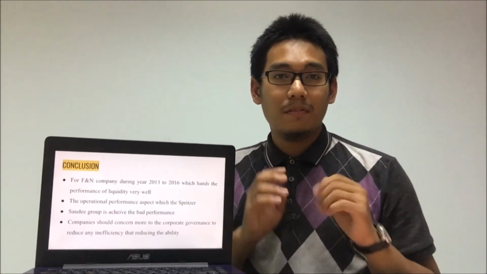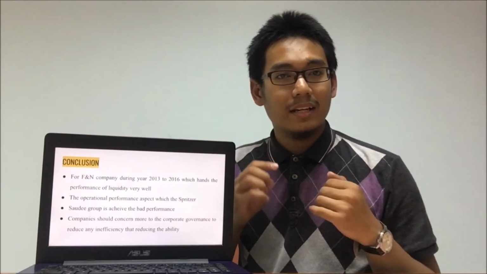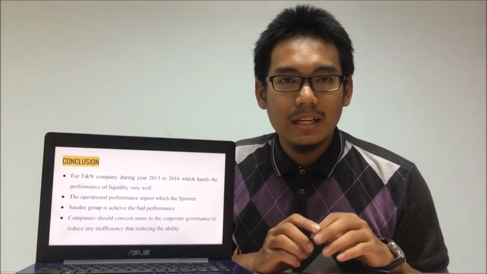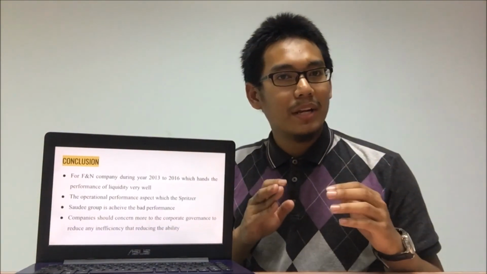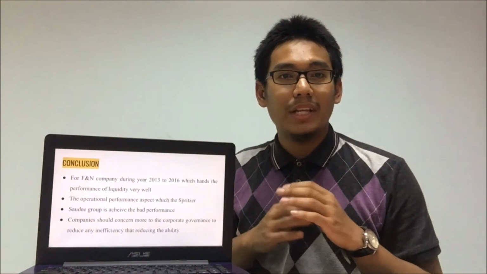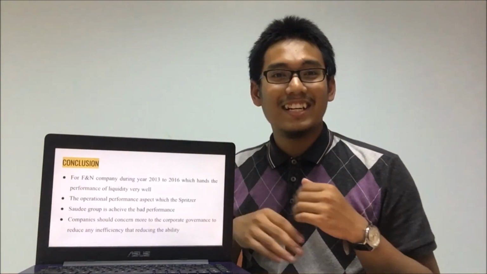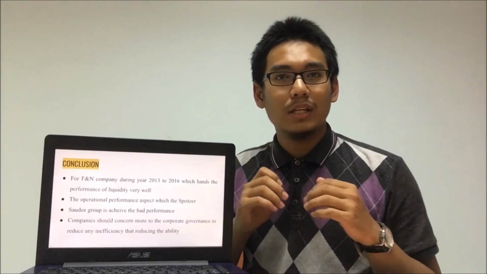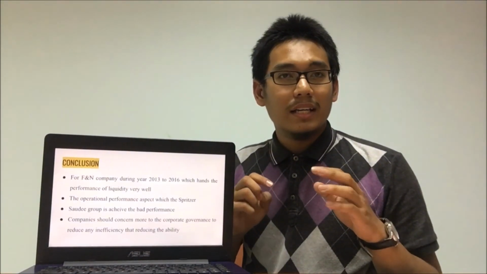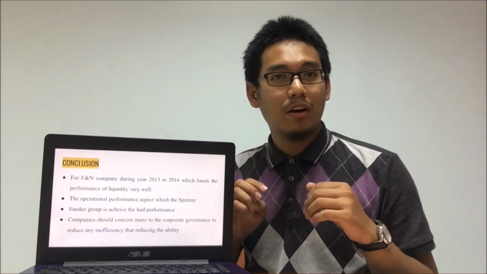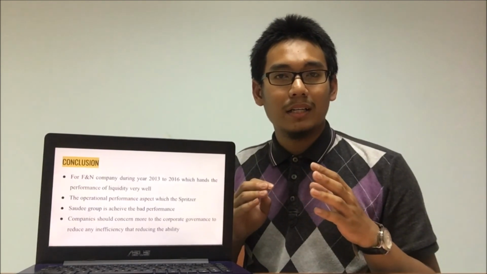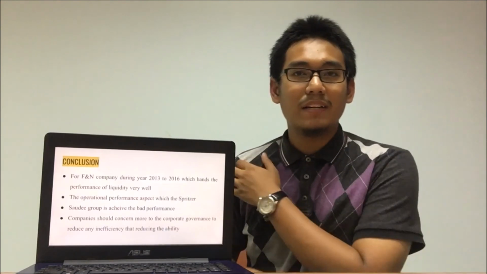For the conclusion, overall this study has found that it is clear that equity risk, operational risk, and systematic risk are faced by all the companies. For the F&A company, during the years 2013 until 2016, it had the best performance in liquidity, where the ratio of the F&A company was almost maintained at 2:1. But in the year 2012, the company produced bad performance because it had a higher current ratio. For the operational performance aspect, the Spritzer company has the best performance within the 5 companies.